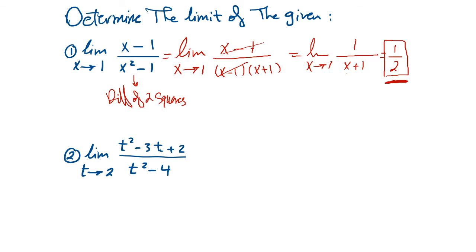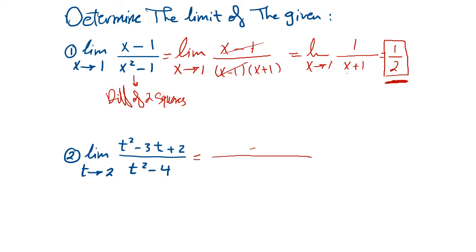over (t squared minus 4). If I plug in the value of t, 2 squared minus 3 times 2 plus 2 over 2 squared minus 4, which is equal to 0 over 0, because 4 plus 2 is 6 and 3 times 2 is 6. So I need to use factorization, or I need to simplify the function.